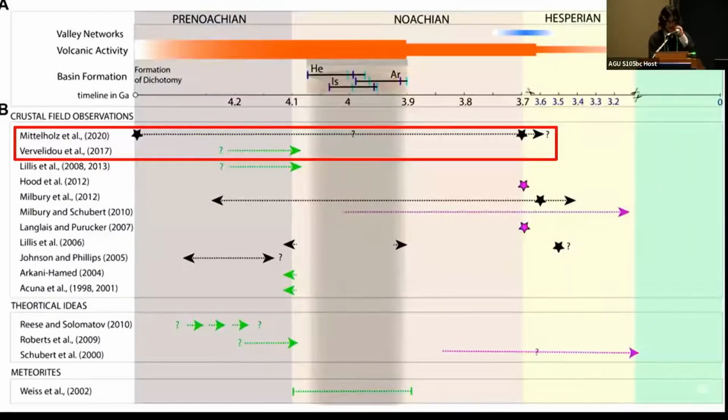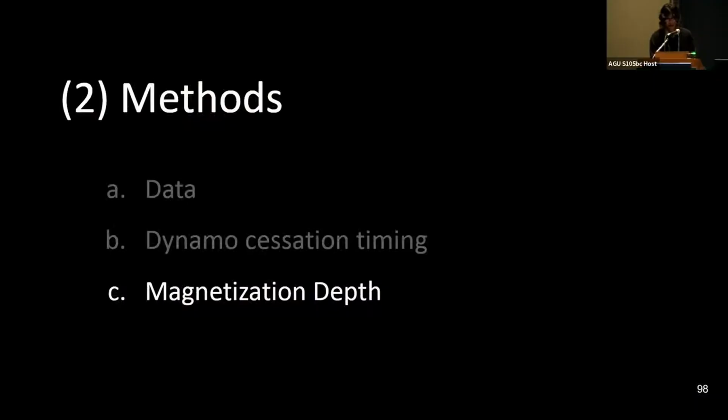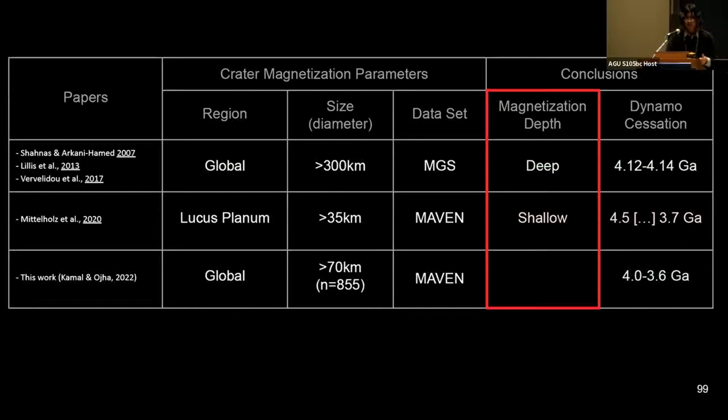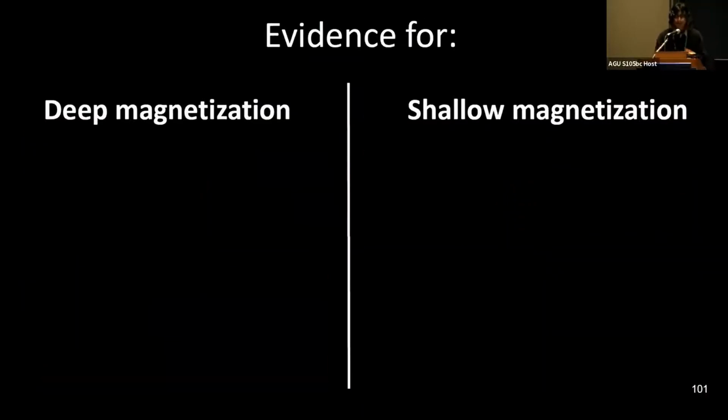To put that in context with other works, this work falls into the range of Mittelholz and extends some of the prior works where they ended, and it puts a definite end at 3.6 giga-annum for Henry crater. In terms of magnetization depth, we started answering this before. Recall that magnetization depth is shallow and deep.